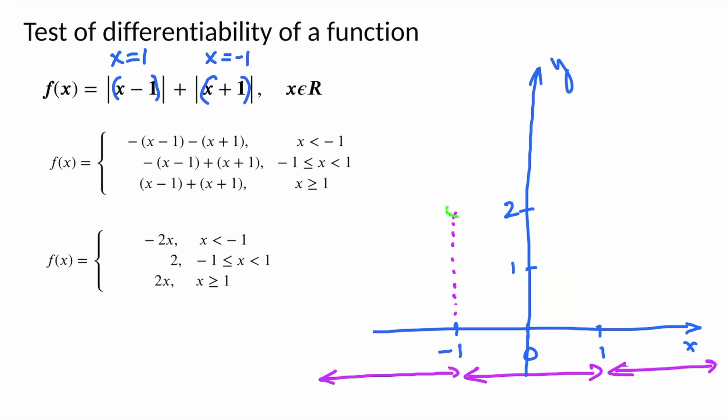Something like this, with a slope of minus 2, and we are talking of an interval less than minus 1, not equal to minus 1, so we draw a hole here, right. It just approaches this number of 2.